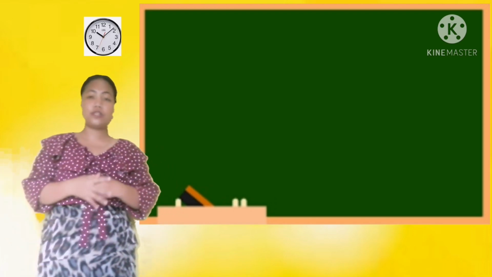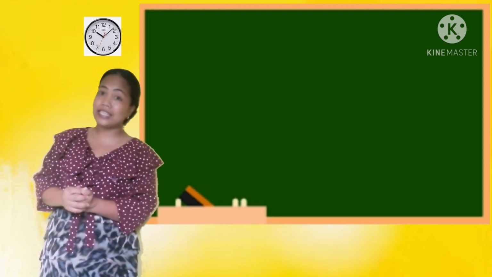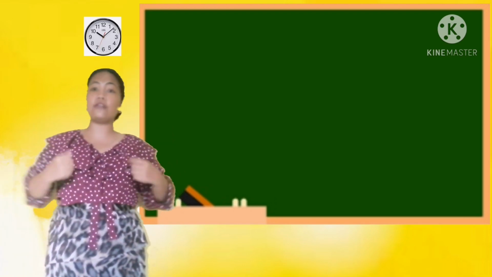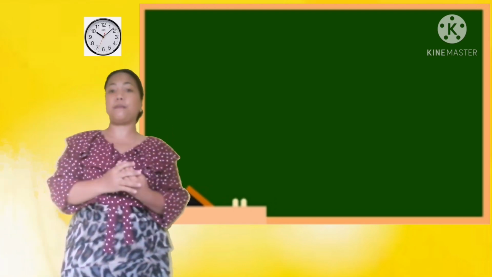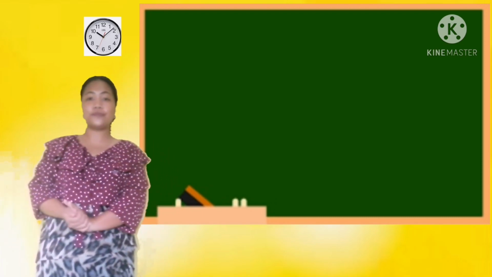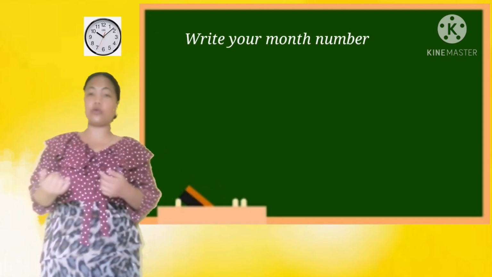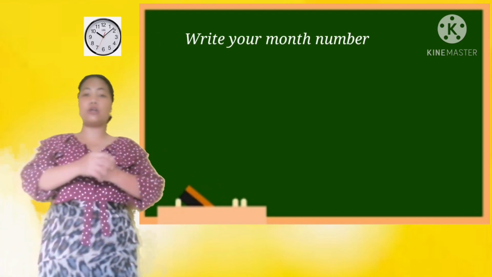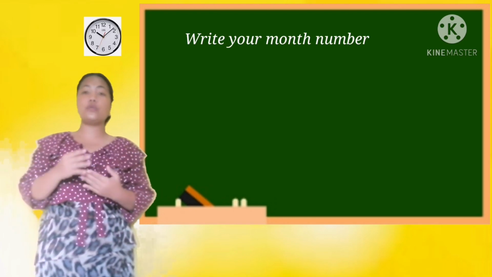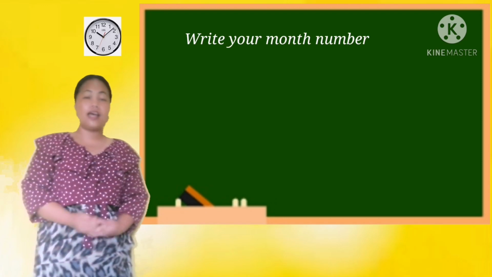Now, I have a math trick. Do you love math tricks? Yes. So if you love math tricks, then get a piece of paper and a pen. Now, are you ready? Write your month number from your birthday. Like for example, June. So you will write number 6. Okay, done.